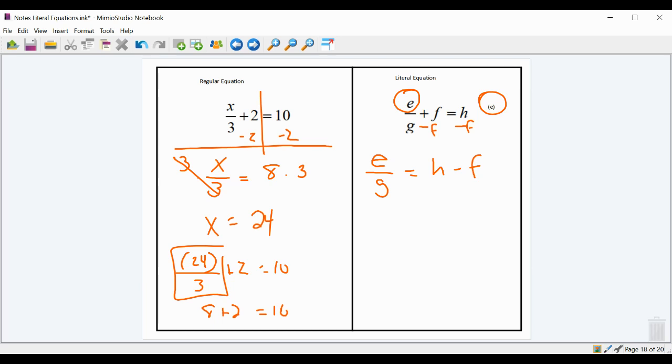Now, how do I multiply by g? What's that look like? Just like that. So now I'm going to get E equals H minus F times G.